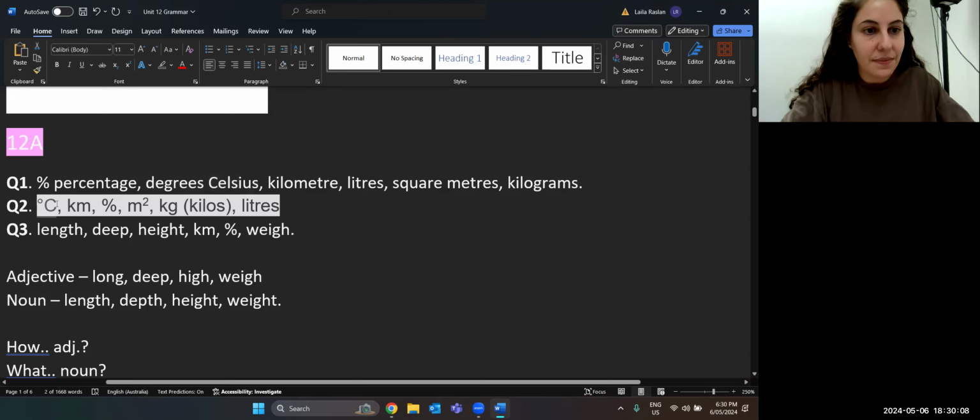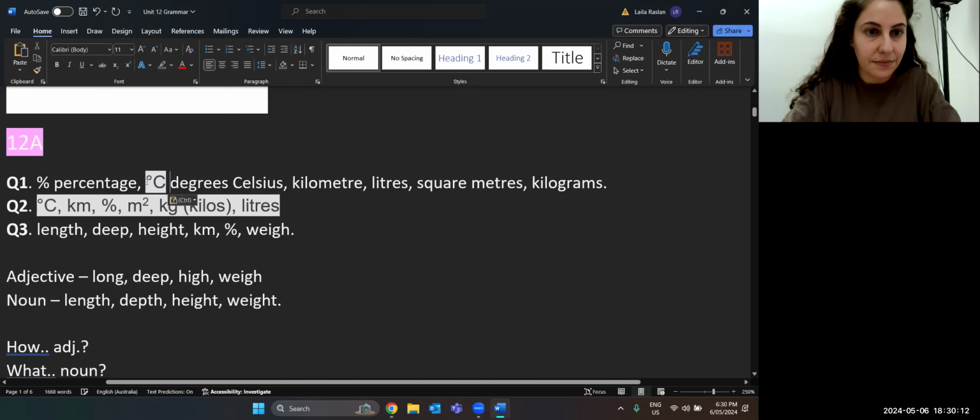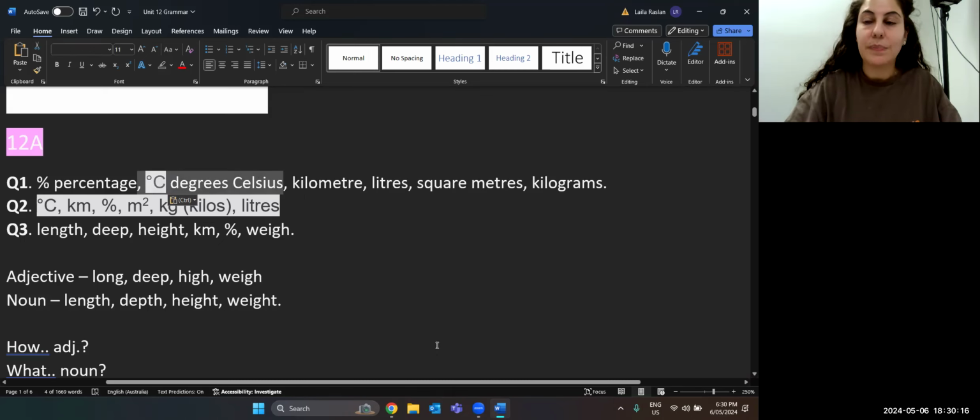And the symbol looks like this: degrees Celsius. So we know that in Australia and the UK, we say degrees Celsius. In America, they say degrees Fahrenheit. And that's to measure the temperature, okay? Measurement. We can see how cold it is, how hot it is. We measure the temperature.